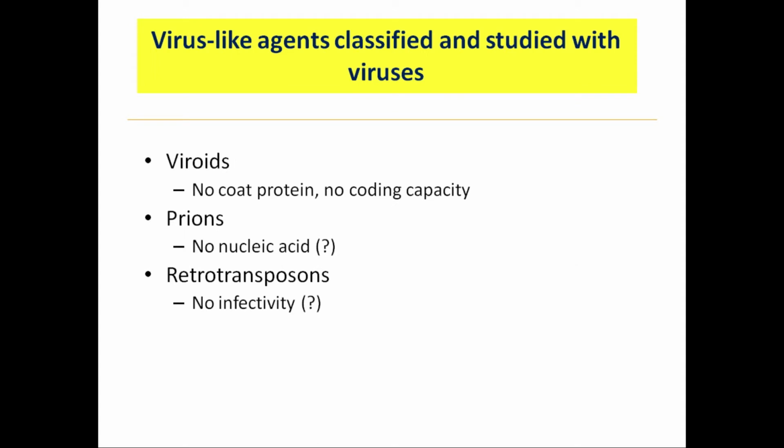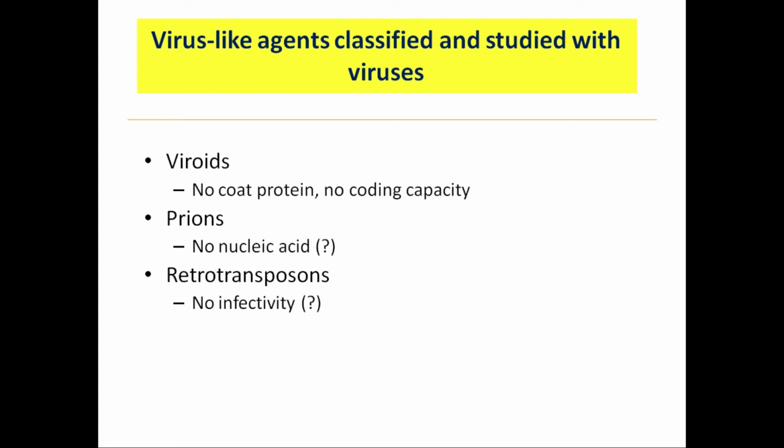So there are some virus-like agents which are classified and studied with viruses, and these are viroids. Viroids are entities which are smaller than viruses, which have no coded protein even, and they have no coding capacity. So basically, viroids are small, single-stranded, naked RNA molecules. In this course also, we will discuss a lot about viroids, their classification, their replication, and the diseases caused by them, along with other properties.